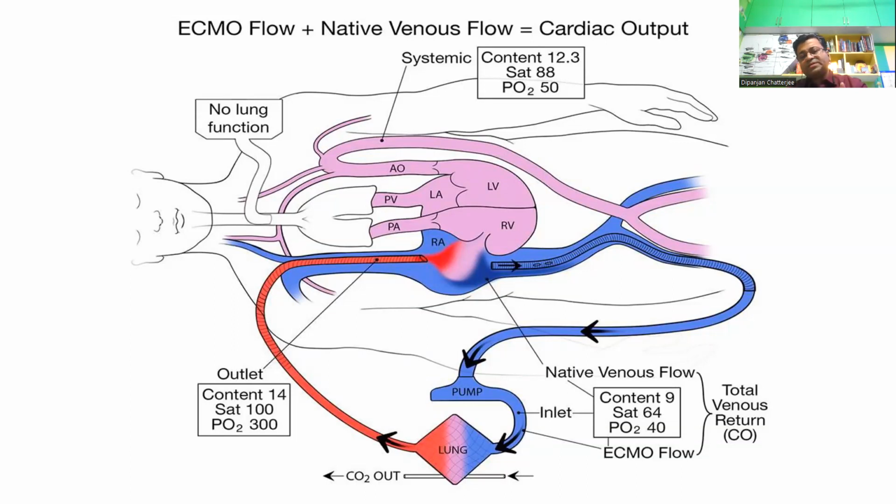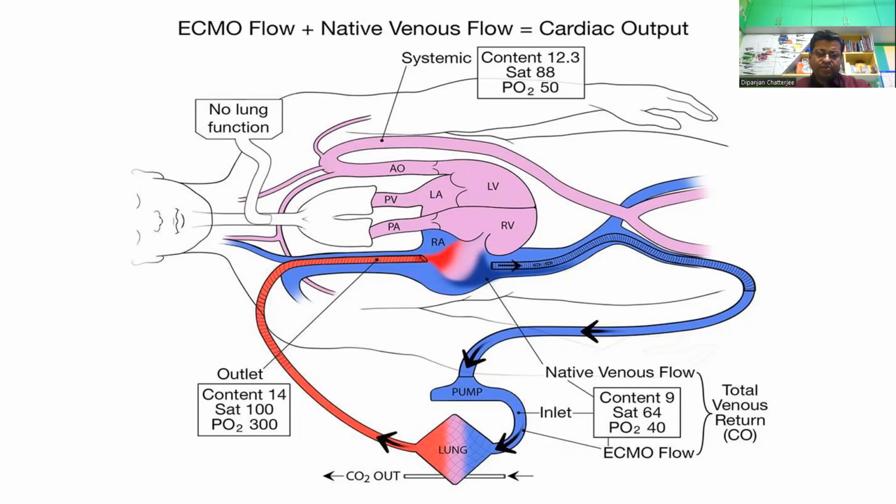Suppose now if the patient has fever or a sepsis develops and the cardiac output goes up to 10 liters. Venous return has gone up to 10 liters. But if you have not gone up on your ECMO flow, then only 4 liters of blood is getting oxygenated, whereas the venous return is 10 liters. So 10 minus 4, 6 liters of deoxygenated blood is mixing with 4 liters of oxygenated blood. So the net oxygen content goes down, and hence the saturation goes down further.